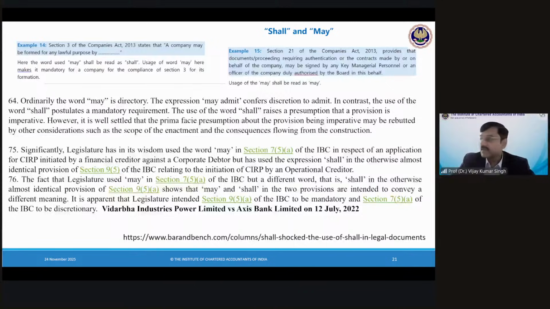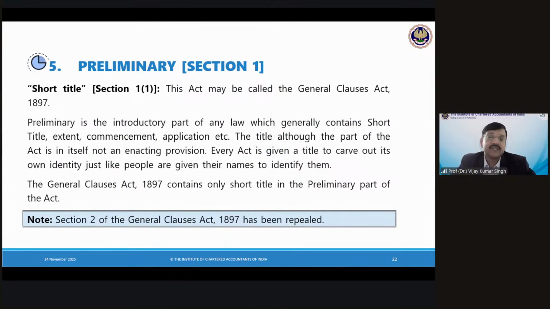Now we will move ahead with the General Clauses Act, preliminary section 1. If you see preliminary section 1 of the General Clauses Act, it says this Act may be called the General Clauses Act 1897. Preliminary is the introductory part of any law, which generally contains short title, content, extent, commencement, application. This I have already shown you before in one of the legislations. If you recollect, I showed you the Bharatiya Sakshya Adhiniyam. The title, although a part of the Act in itself, is not an enacting provision. Every Act is given a title to carve out its own identity, just like people are given their names to identify them.